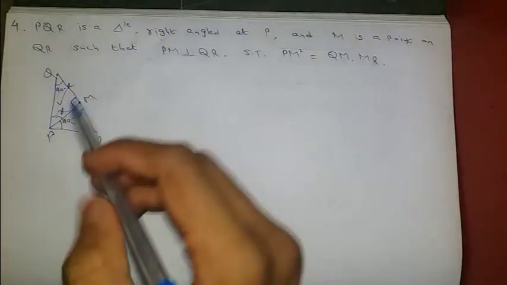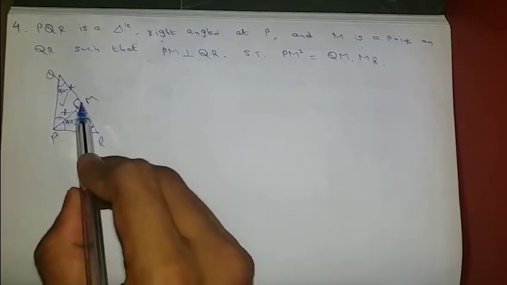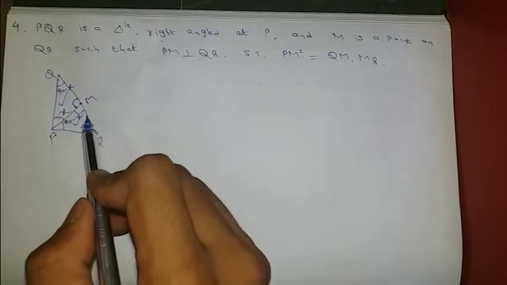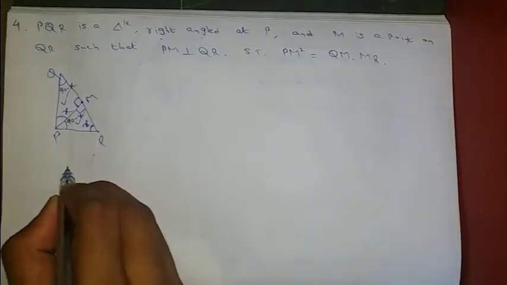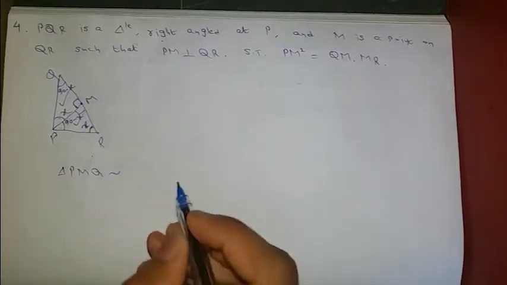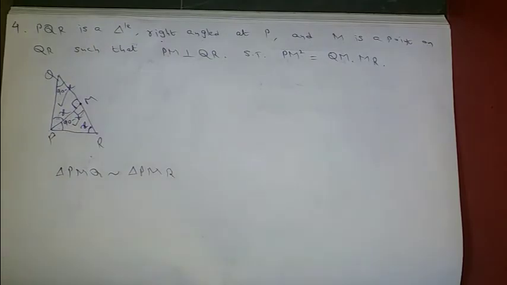Now if we observe the upper triangle as well as the lower triangle, one is 90 minus x, here also 90 minus x, here one angle is x, here one angle is x, here the third angle is 90 degrees, here also the third angle is 90 degrees. So all the three corresponding angles are equal to each other. So triangle PMQ, upper triangle, is similar to triangle PMR, lower triangle. Now already we know if two triangles are similar to each other, those triangles' corresponding sides will be in the same ratio.